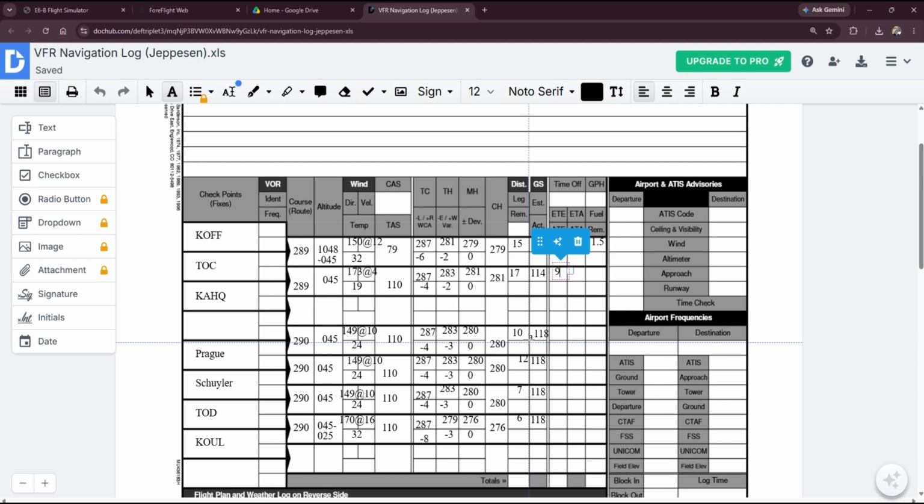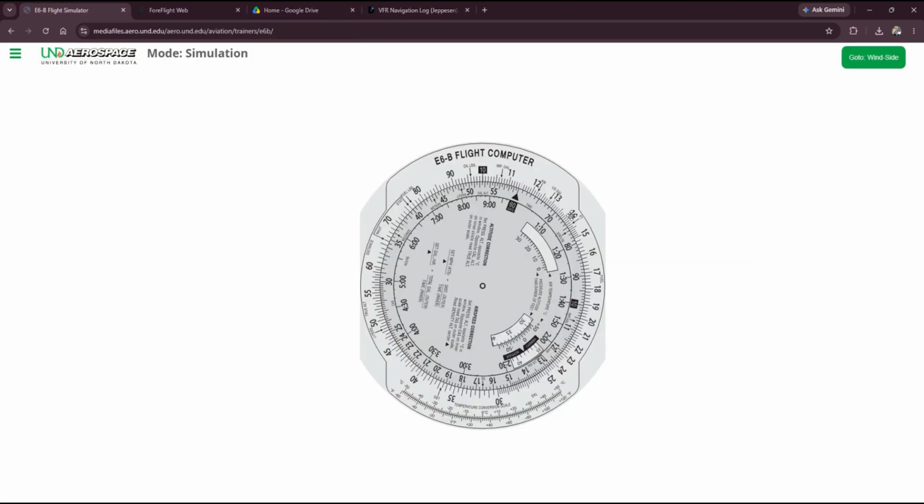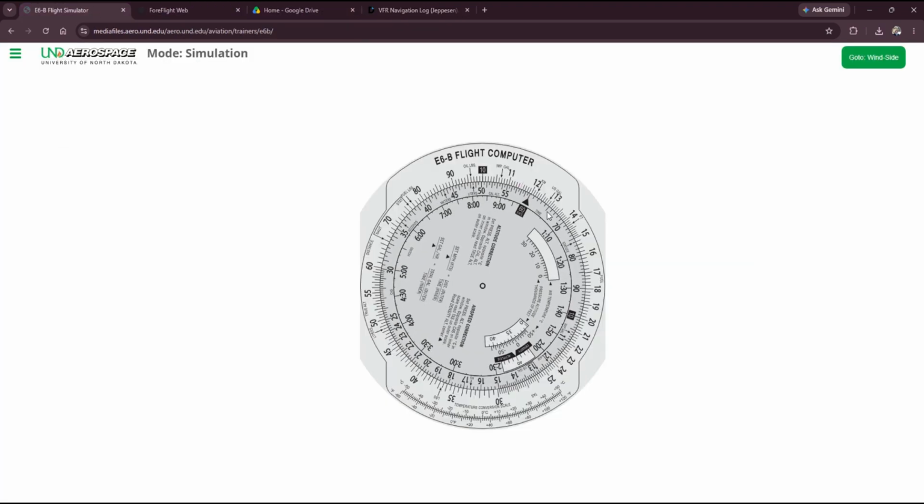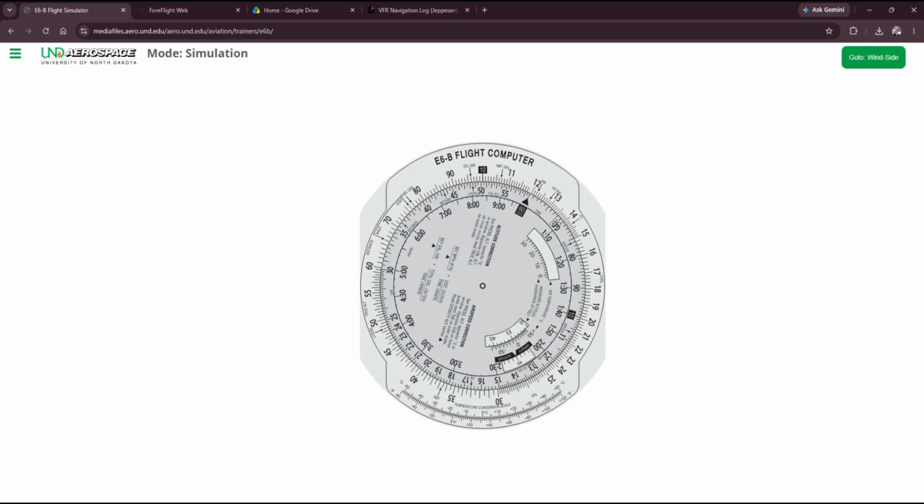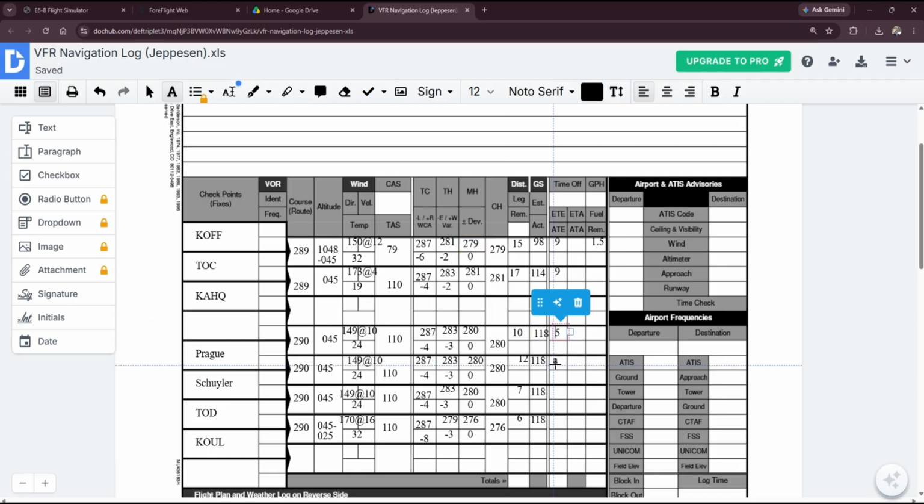And then now we'll do 10 miles at 118. So come over here, 118 for 10 miles. Looks like 5 minutes, so we'll mark that, 5 minutes. And then for 12 miles, back over, it's already on the 118, for 12 miles, looks like it's going to take us about 6 minutes. So 6 minutes.